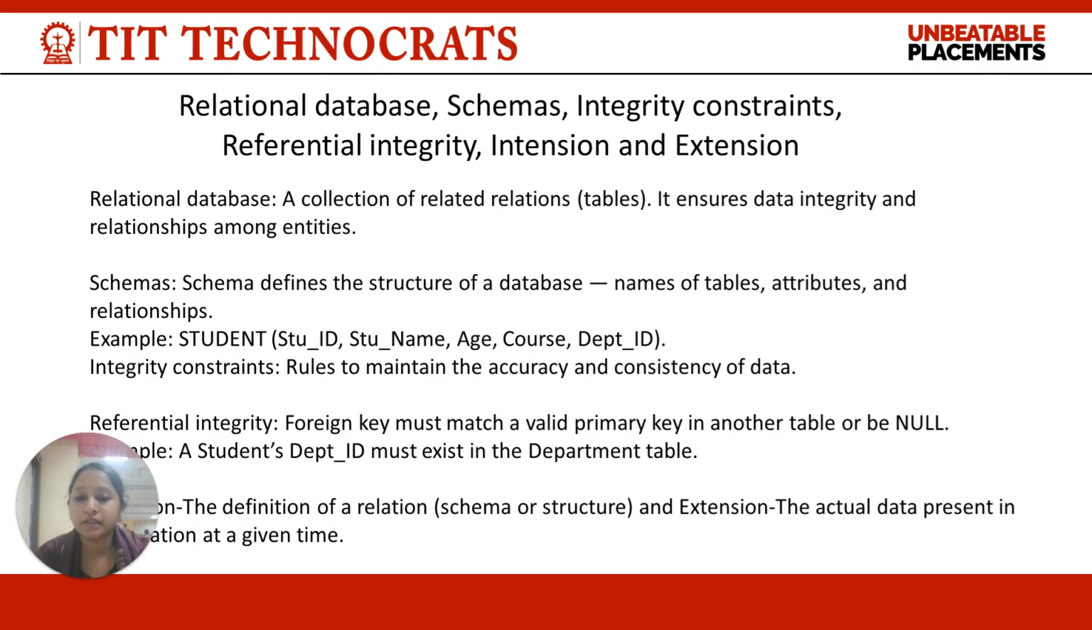So basically, a relational database is a collection of related tables, and a schema defines the structure, and integrity constraints maintain its correctness, and referential integrity ensures valid relationships, and intension and extension describe the structure and the actual data respectively.